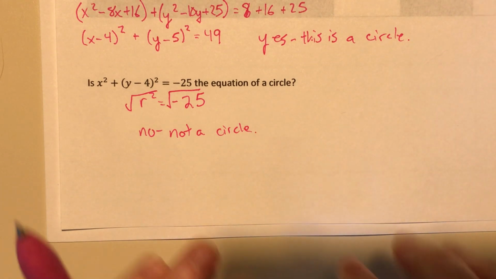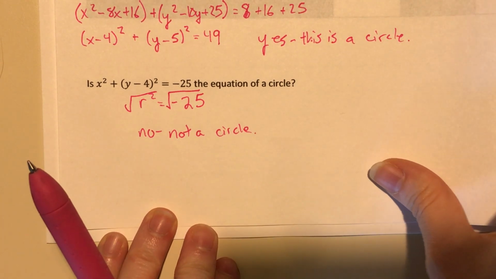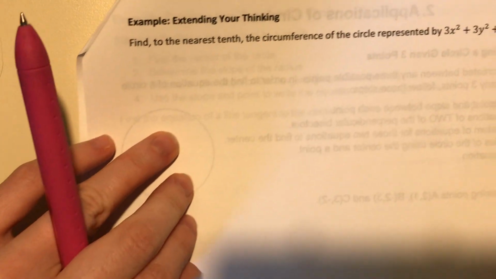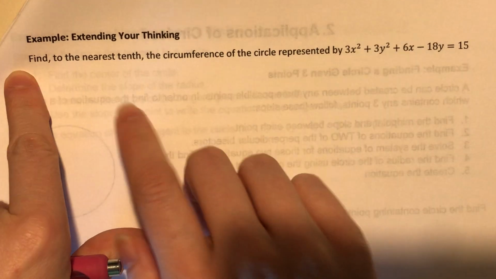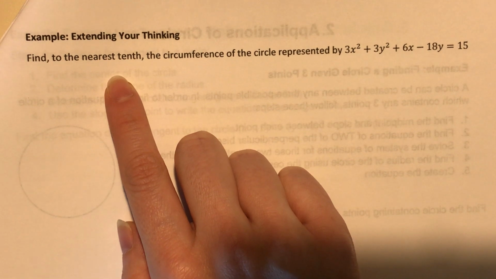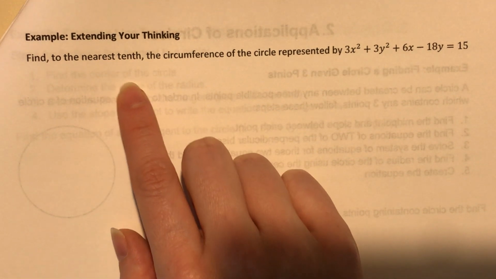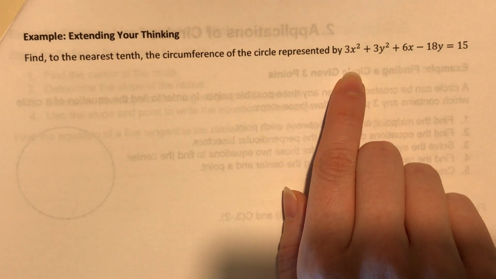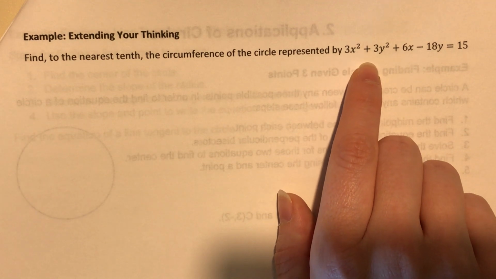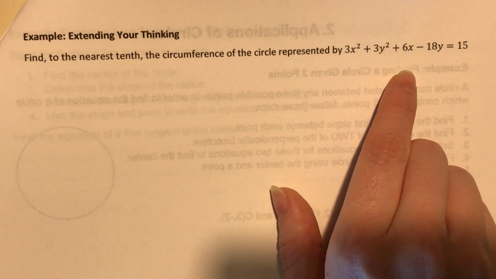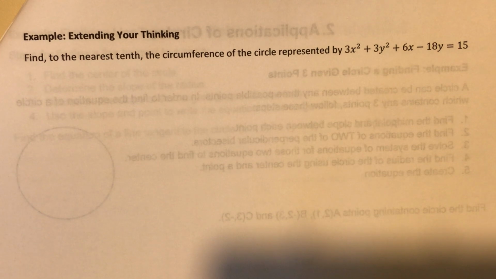All right. So we're going to switch the page here, and we're going to do one last example. We've got some extensions. So we're going to put this with some of the other stuff we know about circles and work with it all together. So it says find to the nearest tenth the circumference of the circle represented by this equation right here. 3x squared plus 3y squared plus 6x minus 18y equals 15.